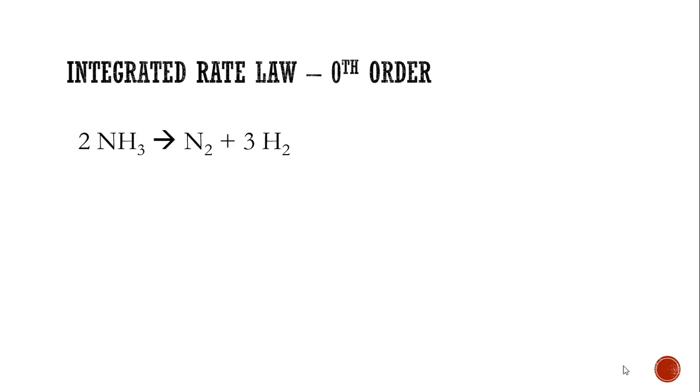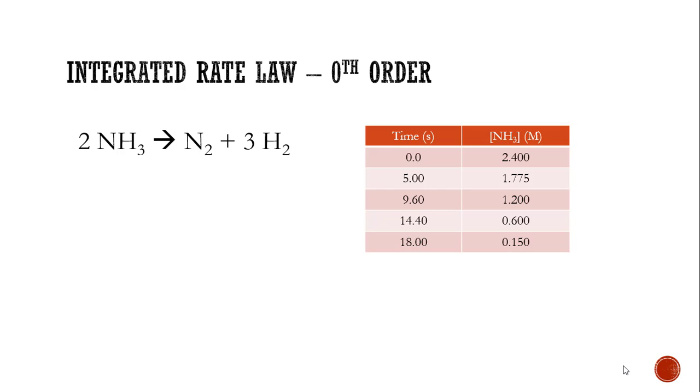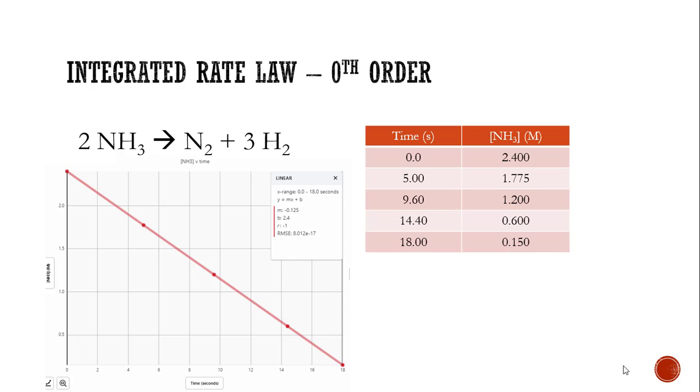So for example, let's take the decomposition of ammonia to nitrogen and hydrogen. We run the experiment and we collect this data. When you graph the data, it is obviously a straight line. This is a zero-order reaction.